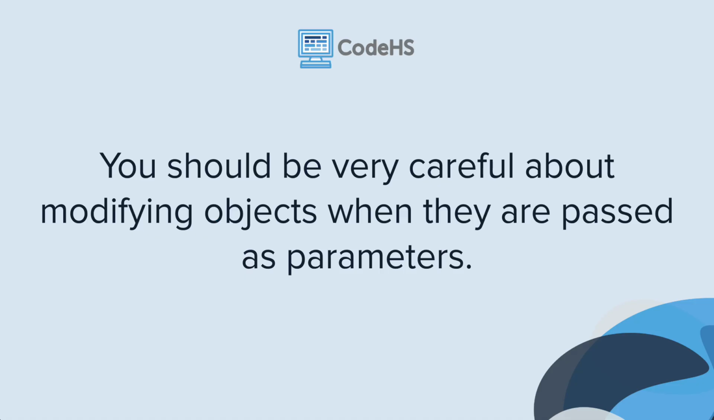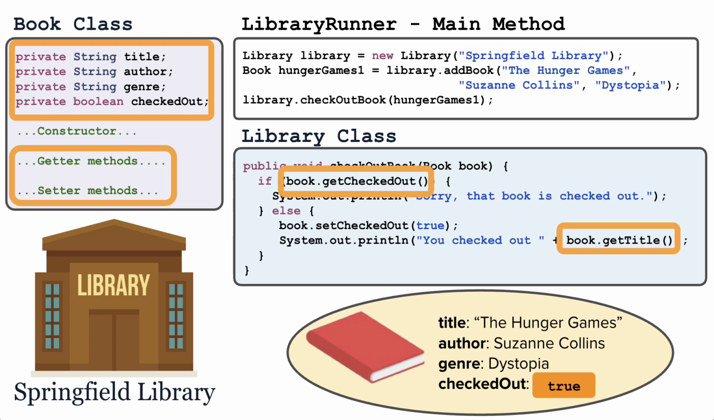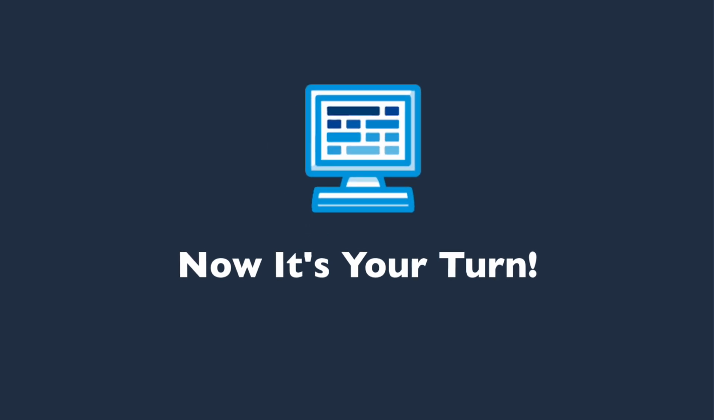With this in mind, you should be very careful about modifying objects when they are passed as parameters. In this case, having the library class change the checkout value of a book object makes sense. However, this is something that you should limit to only very specific situations. One final note to remember: in order to access the private instance variables of the book object, the library class has to use the getter and setter methods because it is an external class that does not have permission to access or modify them directly. Only the methods in the object's class can access the private information that is enclosed. Now that you know about passing and returning objects, it's your turn to try this out in your own programs.